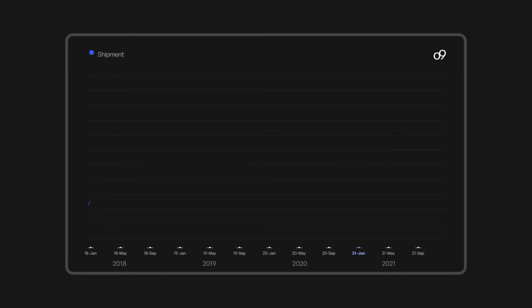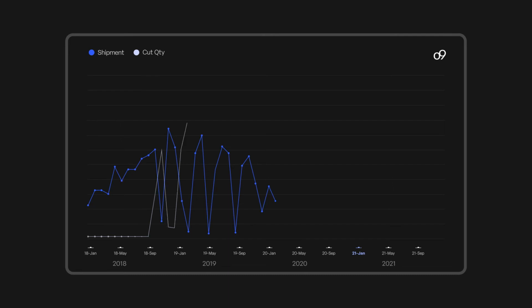Now let us consider the impact of short shipments or cut quantities. This example shows shipment history with a crazy volatility. If we load the cut quantity data, you can clearly see the missed shipments that were due to supply challenges.